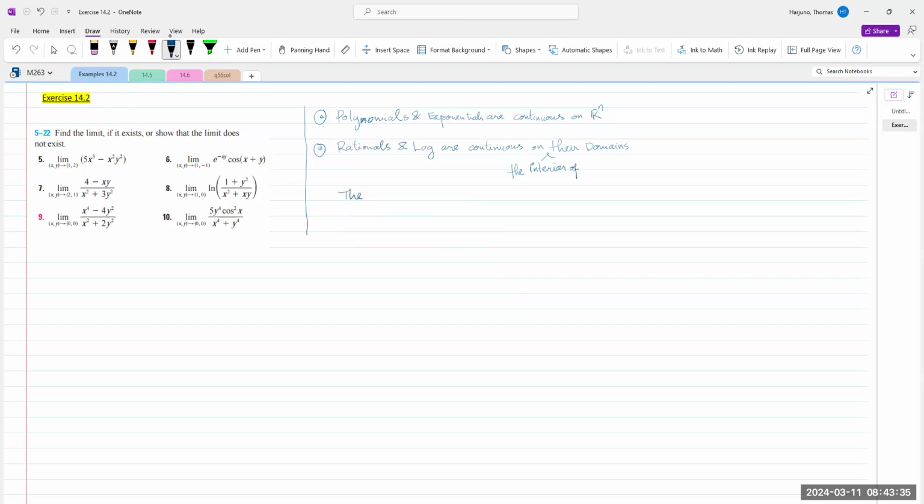The issue is, what if we try to find the limit when (x, y) is approaching a coordinate, and this coordinate is actually on the boundary of the domain, and that boundary is not in the domain.